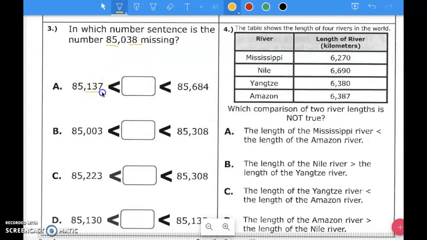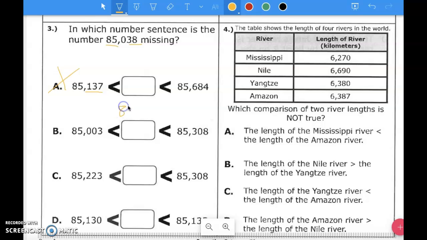This one is 137, which is greater than 38. This one cannot be because 137 is more than 38. So it won't make sense here. Let's find the other one. 85,003 is less than 38. So 38 could actually fit in here.